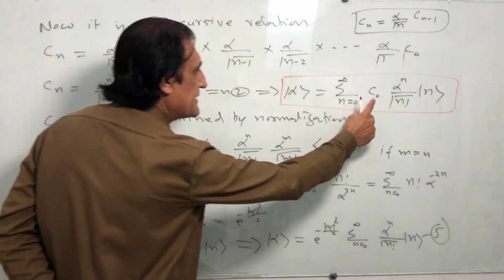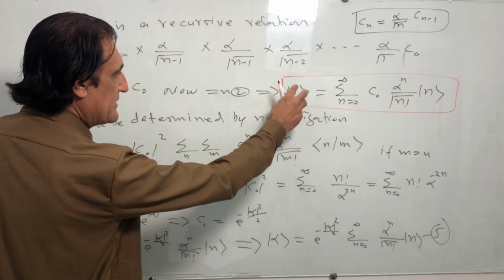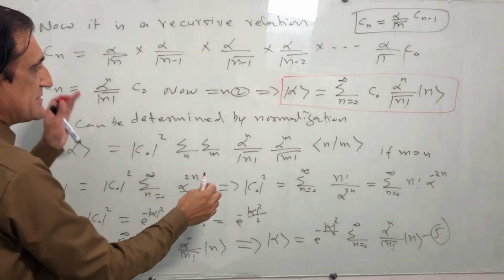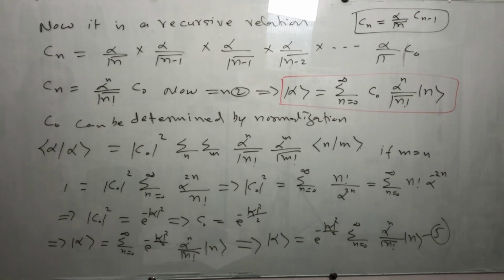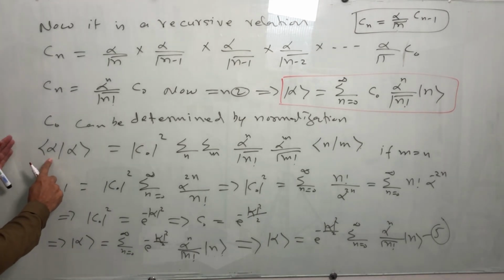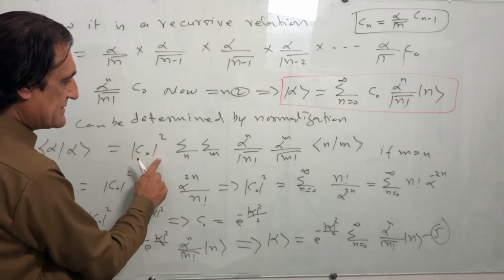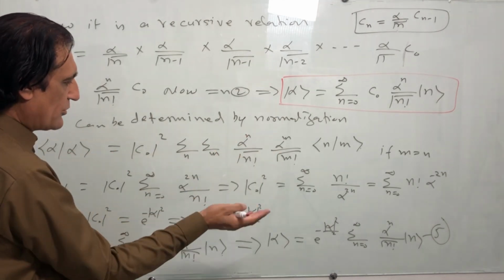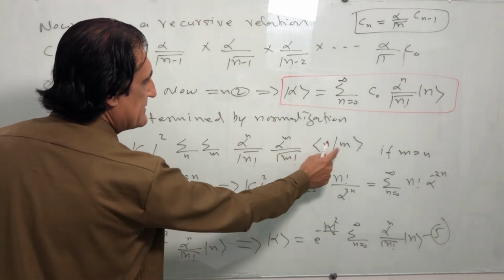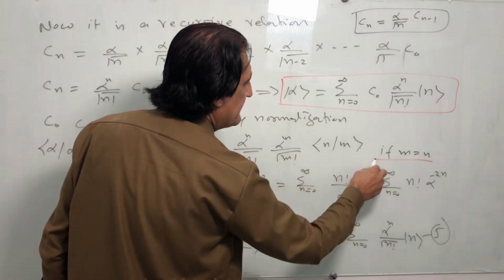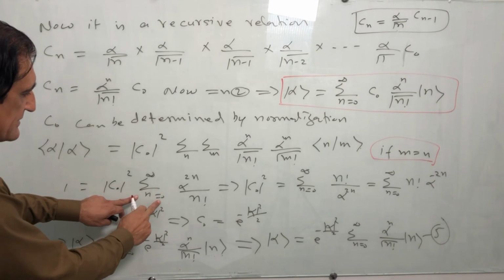Now to find C naught, we can determine it by normalization. If we take the normalization of this, it means we apply alpha from the right side, then this from this side and this from this side, so we have C naught this. If we consider n is not equal to m, then we have n factorial, and if m is equal to n, then it means that C naught square n is equal to 0.